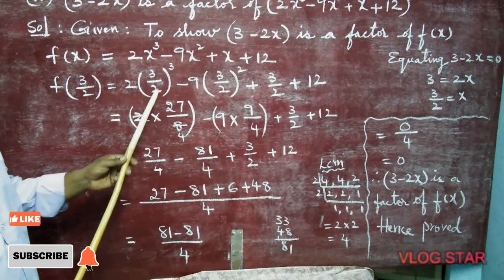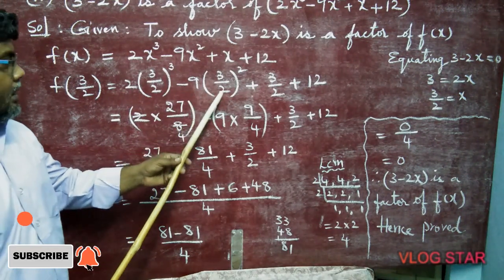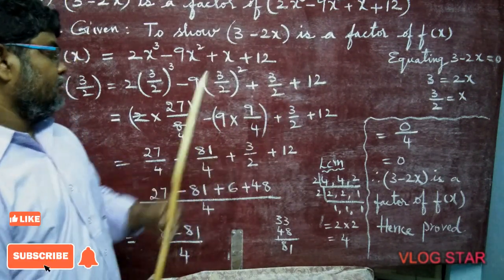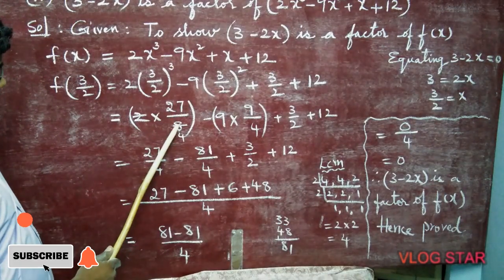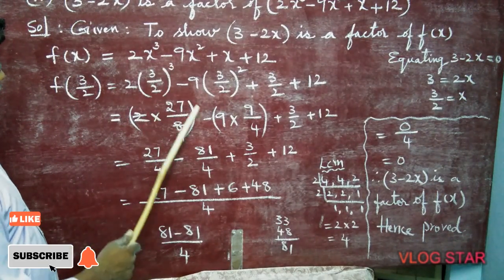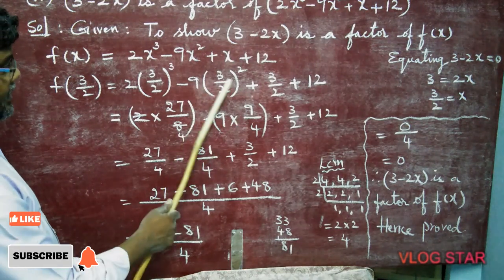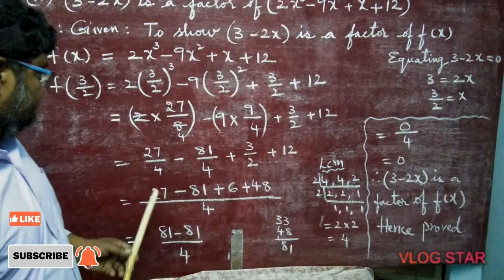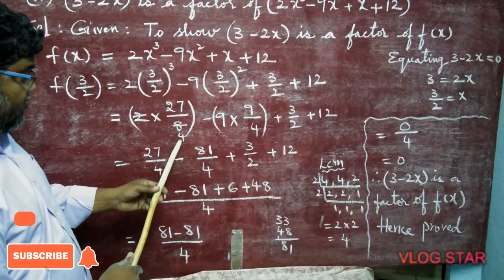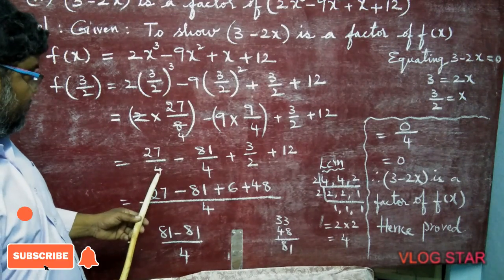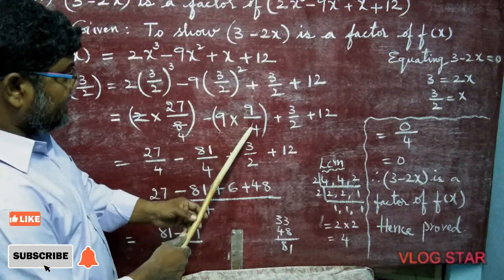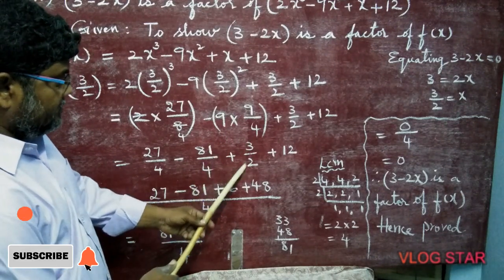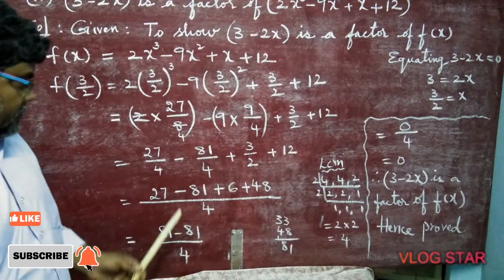2 into 3 by 2 whole cube minus 9 into 3 by 2 whole square plus 3 by 2 plus 12. 2 into 27 by 8, 3 cube, 2 cube. Minus 9, 3 3s are 9 and 2 2s are 4, plus 3 by 2 plus 12. 2 goes in 8 4 times. So 27 by 4 minus 9 9s are 81, and denominator nothing is there, here 1, 1 4 is 4, plus 3 by 2 plus 12.